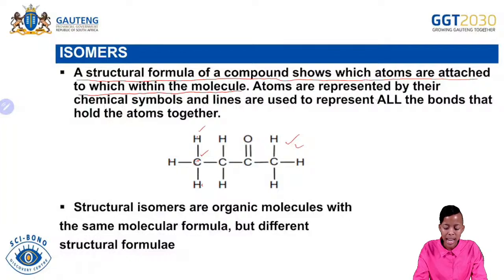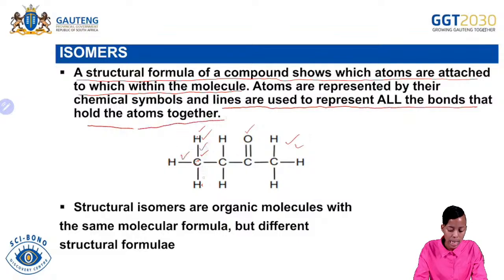Then it says atoms are represented by their chemical symbols. So we can see that the H here represents what? A hydrogen. The C here represents what? A carbon. And the O represents what? Oxygen. So atoms are represented by their chemical symbols. And then it says lines are used to represent all the bonds that hold the what? The atoms together. So in between here we have lines that are going to show the bonds that are holding the atoms together.